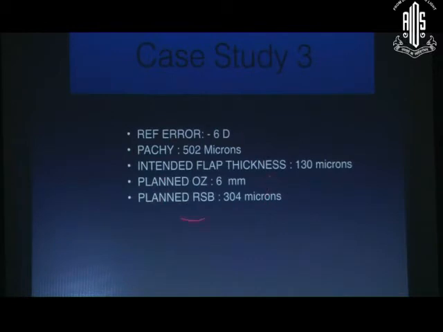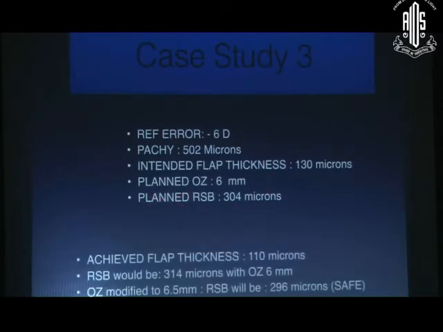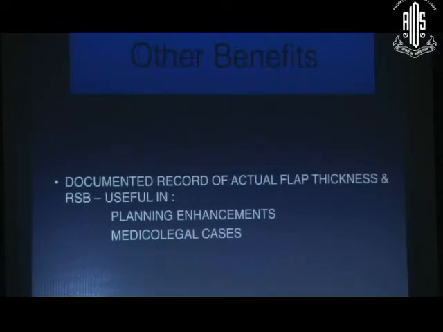So after having seen all this, we'd achieved that the planned RSB would be 304 microns. Now what we achieved here was a flap thickness of 110 microns. So now, since we had a more residual stromal bed, we could change this optic zone from 6 to 6.5, so that it could match the pupillometry which we had done pre-op.